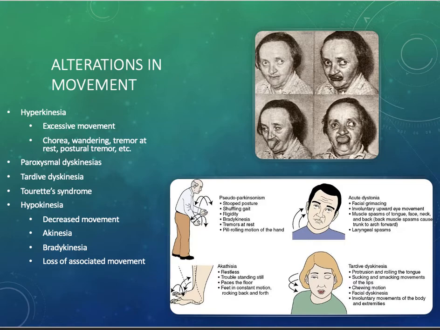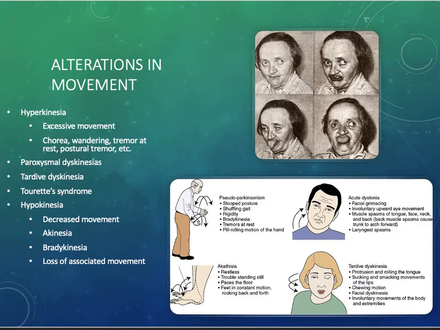Paroxysmal dyskinesias are abnormal involuntary movements that occur as spasms. Tardive dyskinesia is often a side effect of our meds. And the guy in this picture, he's got tardive dyskinesia as a result of antipsychotics. Here's an example again down here of tardive dyskinesia. This is involuntary movement of the face, the lips, the tongue, sometimes the trunk and extremities, but really we're looking at the face there.